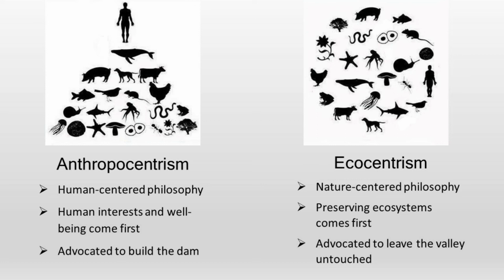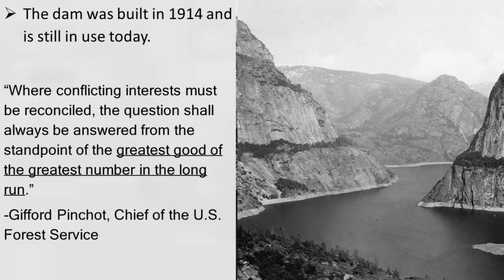They advocated to build the dam because they were saying that this dam is very important for farming. They need water for farming. And for ecocentrism, this is the nature-centered philosophy, wherein the preservation of the ecosystem comes first, so they advocated to leave the valley untouched. So of these two philosophies, the dam was built in 1914 and is still in use today.